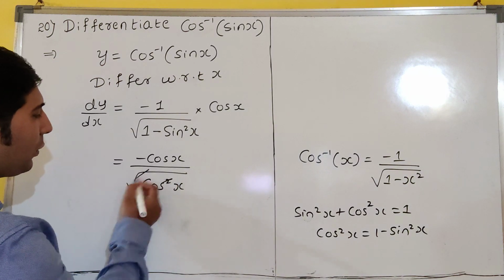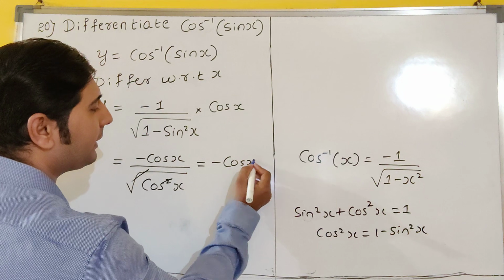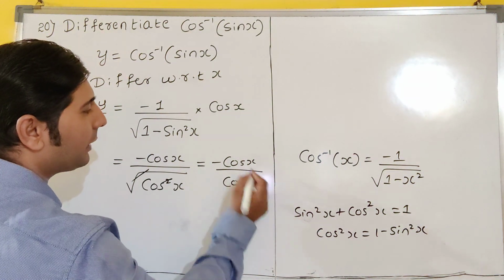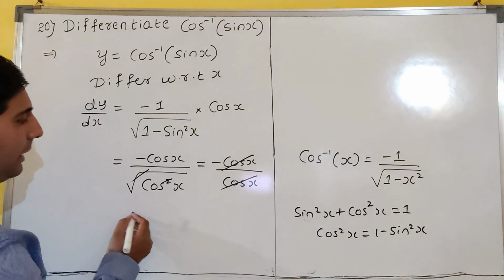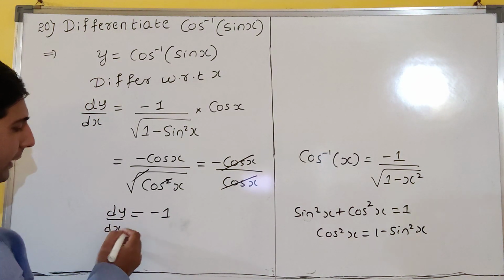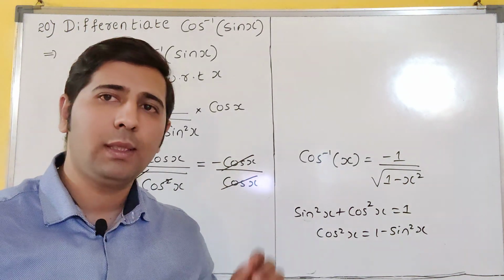And square root gets cancelled. So how much will remain? Minus cos x, and how much is remaining here? Cos x. So cos x also gets cancelled. You will remain with what? -1. This is your dy by dx. You do this method or that method, both the answers will come the same only.